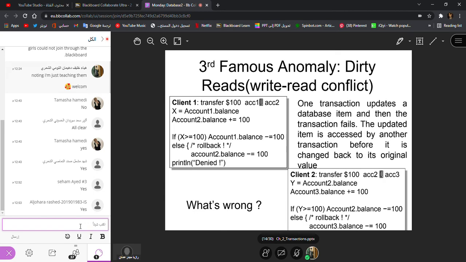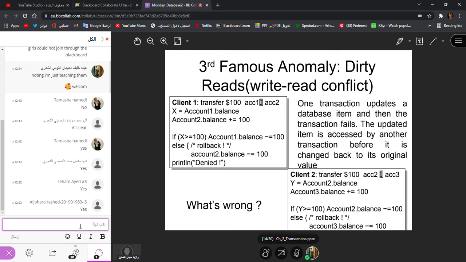Then dirty read. One transaction updates a database item and then the transaction fails. The updated item is accessed by another transaction before it is changed back to its original value. Here is the problem that two transactions are working together. It's also a read-write conflict, first of all.